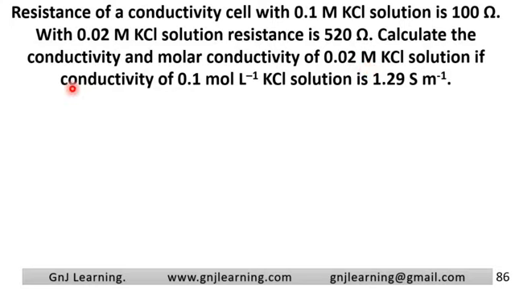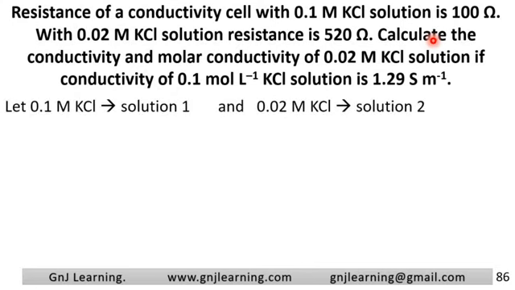And they have provided that the conductivity kappa of 0.1 mole per liter KCl solution is 1.29 Siemens meter raised to minus 1. So in one case, for one solution, they have provided the conductivity kappa value. For the other one, we have to find out the kappa value and molar conductivity. In both cases I have R values.